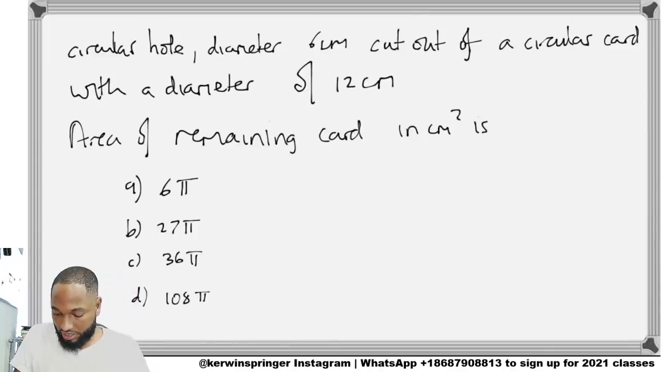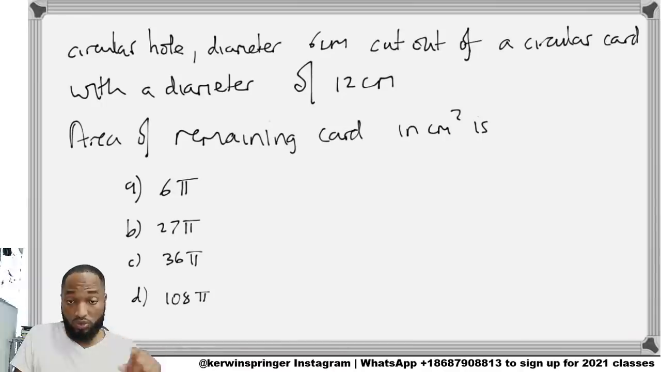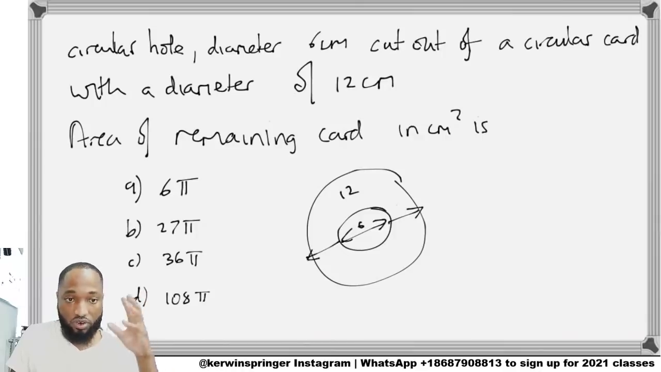Alright, St. Vincent. Alright, Antigua, that was you there. So a circular hole with a diameter of 6 is cut out of a circular piece of card with a diameter of 12. The area of the remaining card in centimeters squared is what? Notice how the answer is given. It's a really weird one, people. Let me actually work out this one. You have a circular thing, you have this as 6, but the whole thing is actually 12.